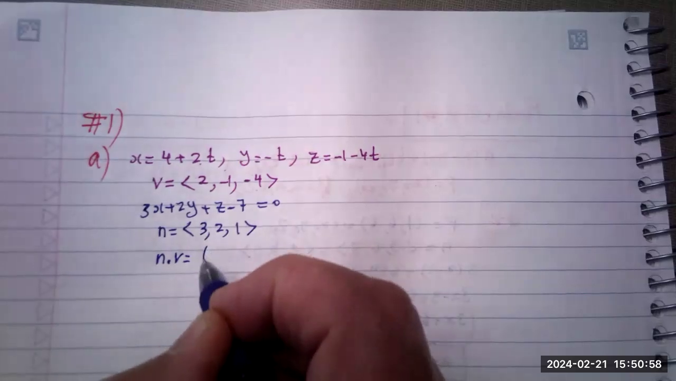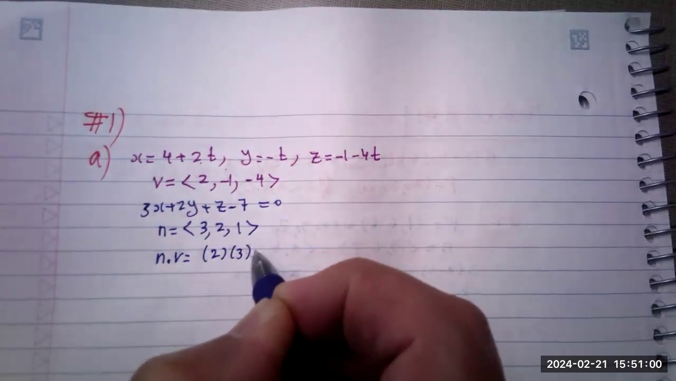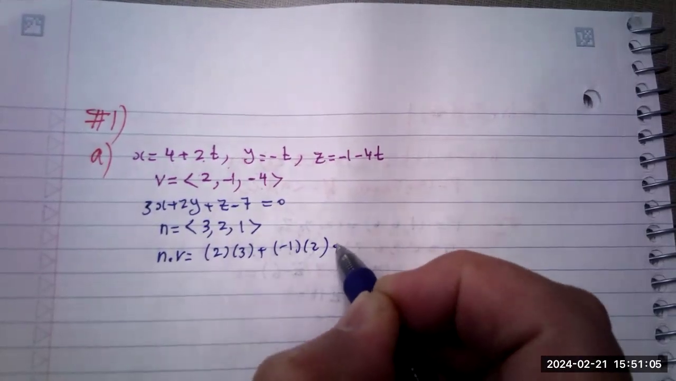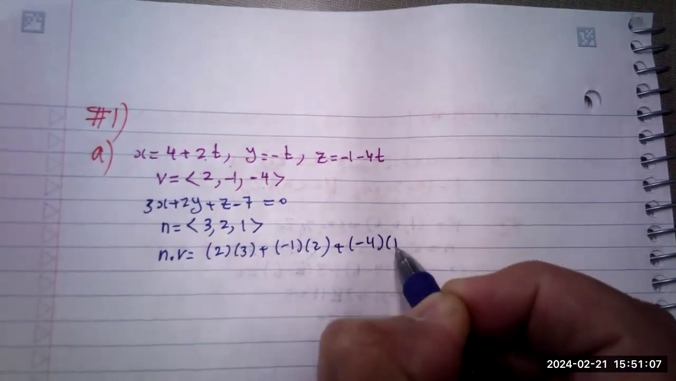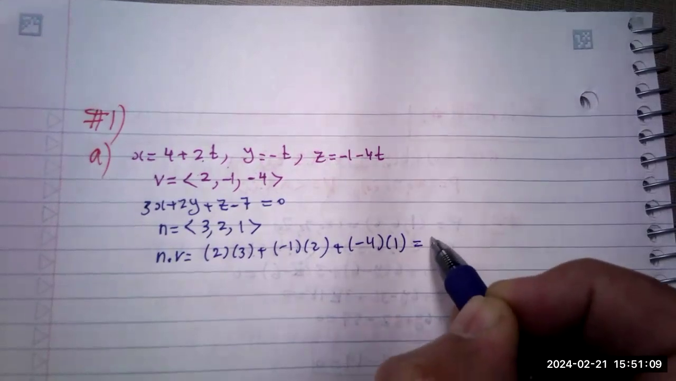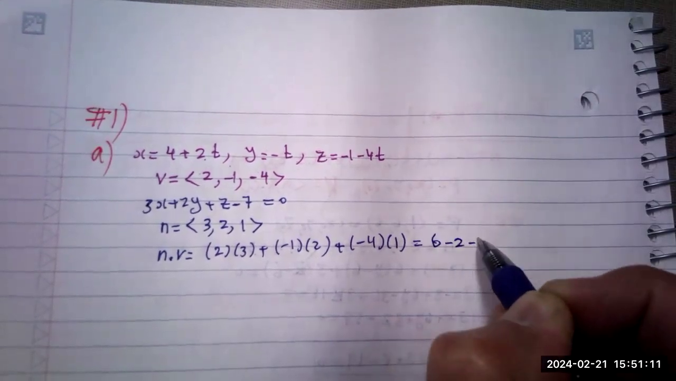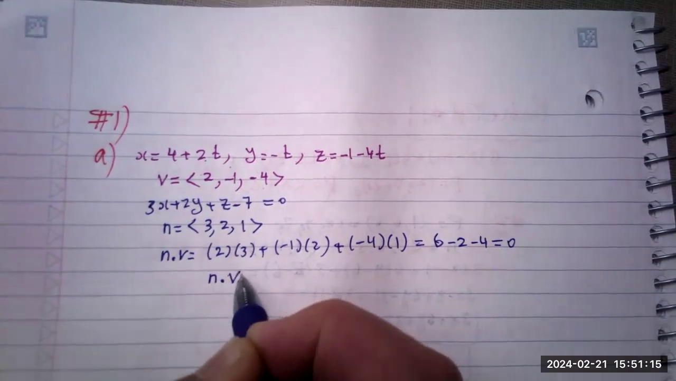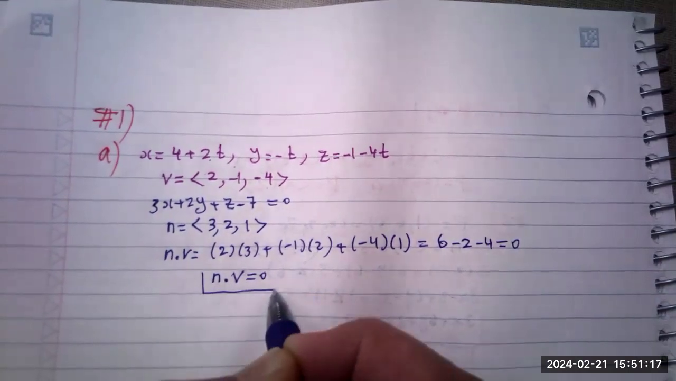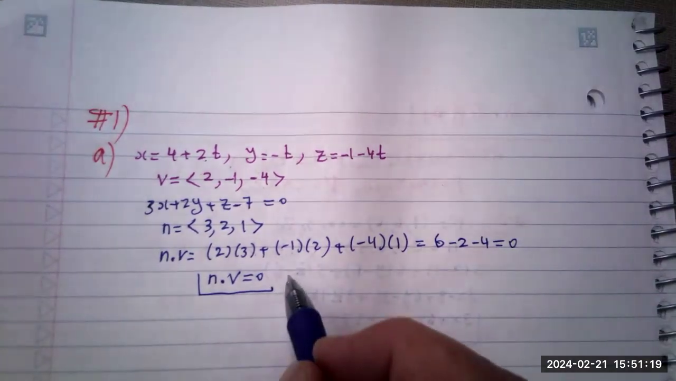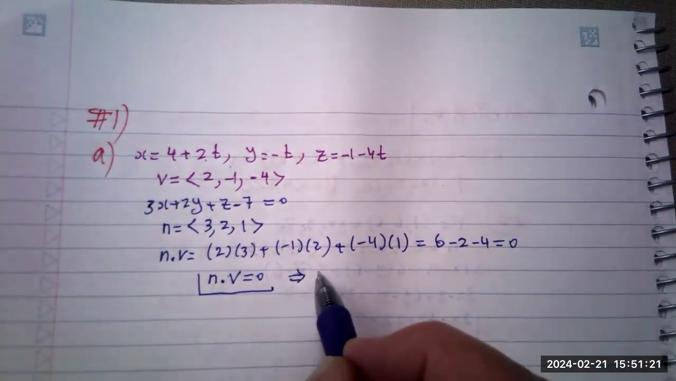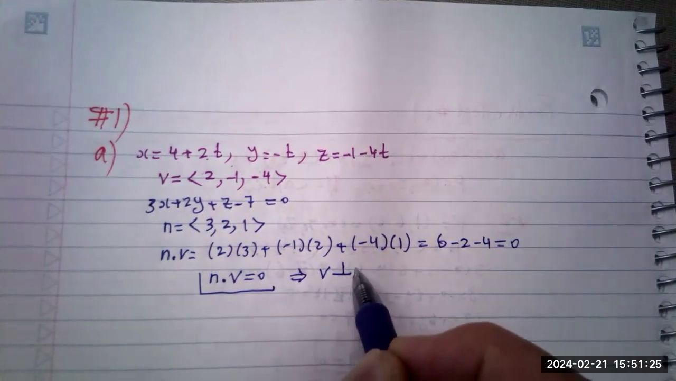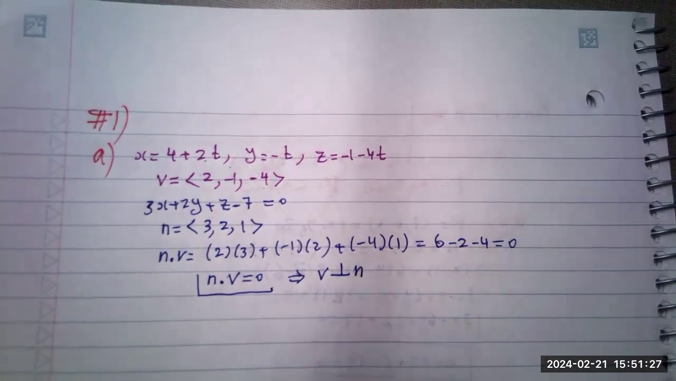If you get the dot product, that gives you 2 times 3 plus -1 times 2, plus -4 times 1. So that gives you 6 minus 2 minus 4. The dot product would be 0. So n dot v is equal to 0. So what does it mean? This means the vector v is going to be perpendicular, orthogonal to n.